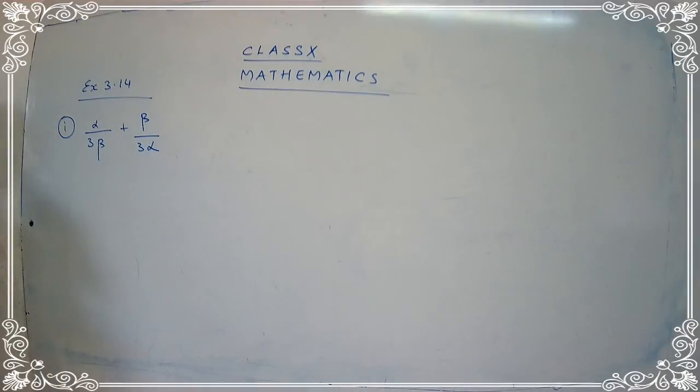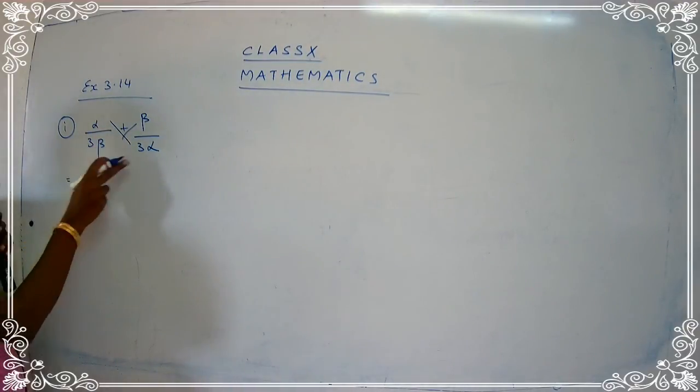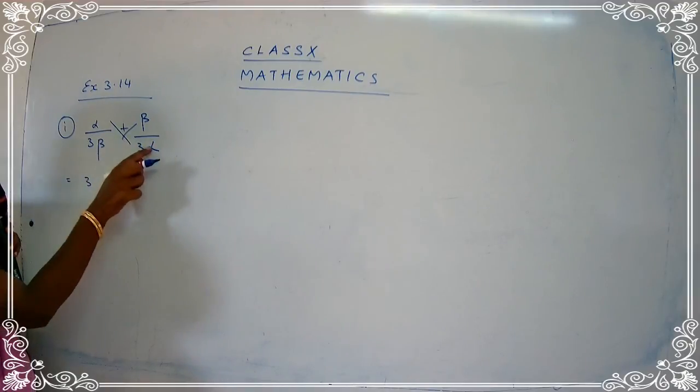Let's see how to simplify the sum. So this is the question, so write down the question. Now what are you going to do here? Just cross multiply. Simple step. First step is simple. Just cross multiply. You get 3 alpha into alpha.